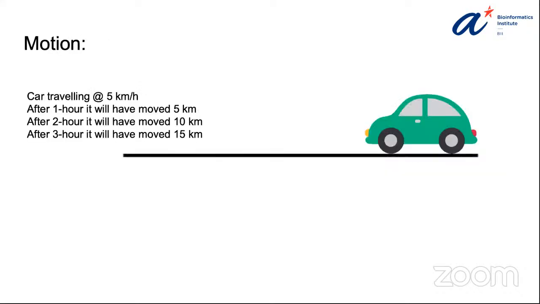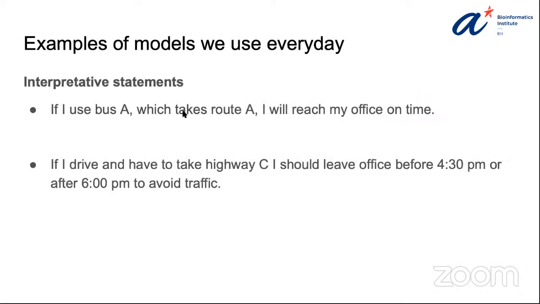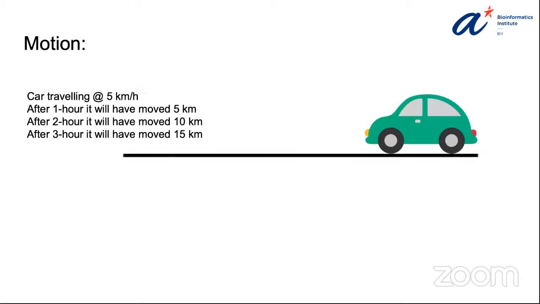So let's take the example of a car, for example, right? So the car is going at a speed of 5 kilometers per hour, right? So this is an observation. If you look at the speedometer, it will show the needle at around 5 kilometers per hour. And then you can say that if the car keeps traveling at 5 kilometers per hour, after 1 hour it would have traveled 5 kilometers. After 2 hours, it would have traveled 10 kilometers. And after 3 hours, it would have traveled 15 kilometers.